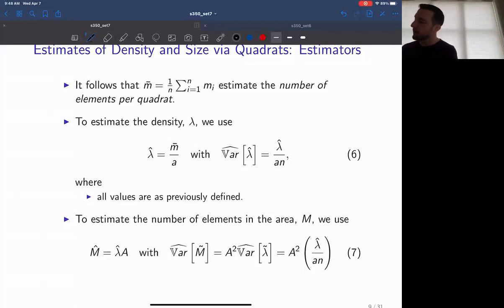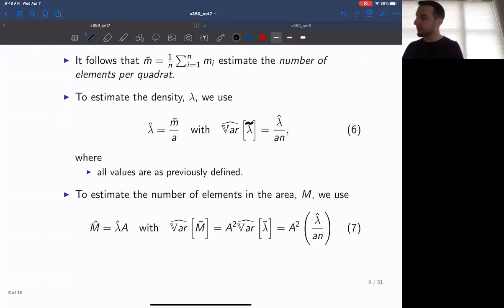Our variance for, oh, this should be tilde here. Okay, so our variance of lambda tilde is going to be lambda hat divided by A over n, where again, n is the number of sampled plots or quadrats. Little a is the area of each of the quadrats, and lambda hat is going to be the estimate of the density of the entire region. Okay.